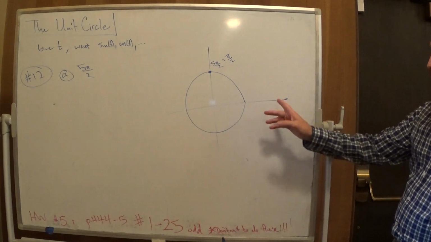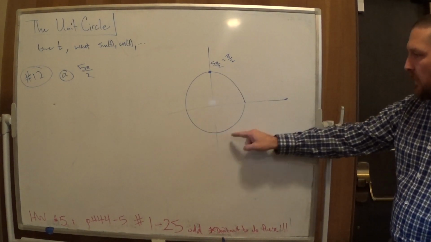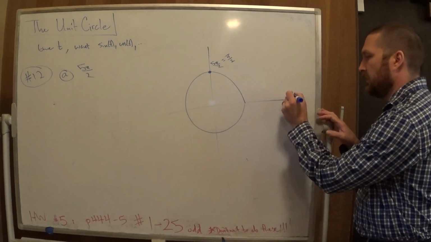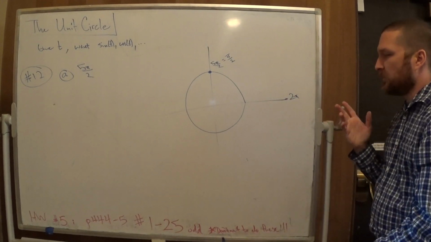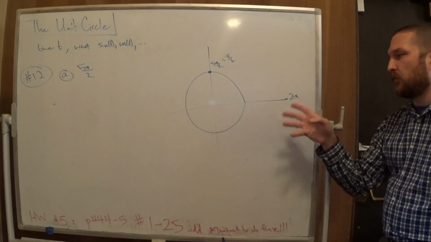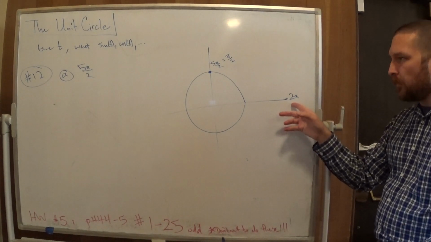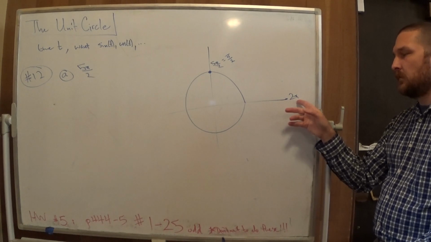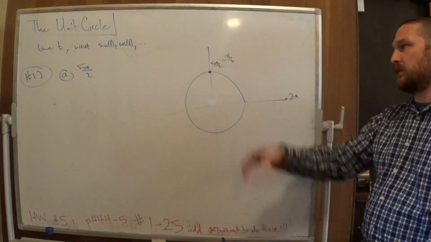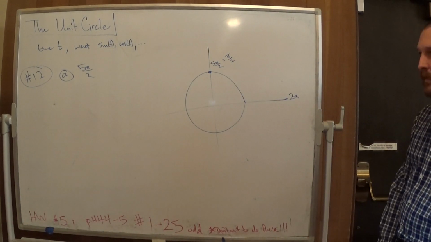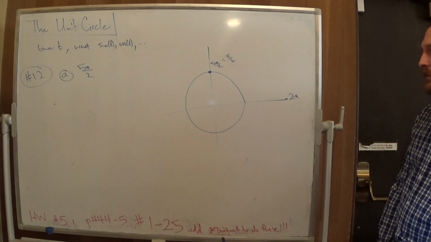Or you could say, well, I know that this is 2 pi. And since I'm over 2, I guess that would be 2 pi, 4 pi, 6 pi, and so on. And I could say, well, 4 pi over 2 is 2 pi. Then one more would be 5 pi over 2. However you want to do it, right? So a bunch of different ways of doing it.